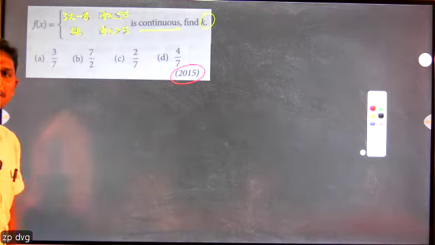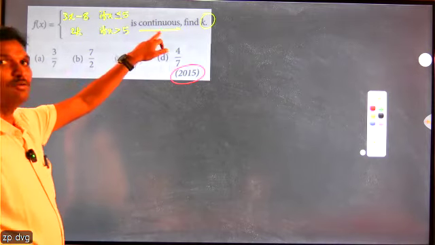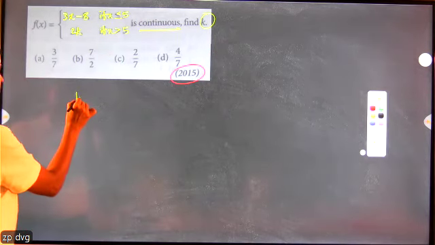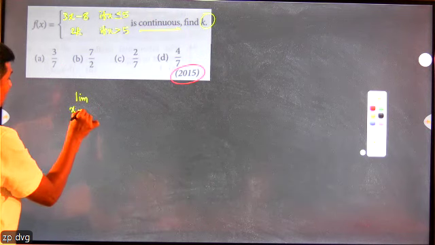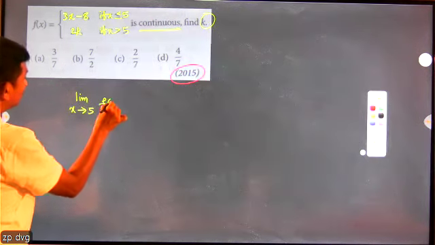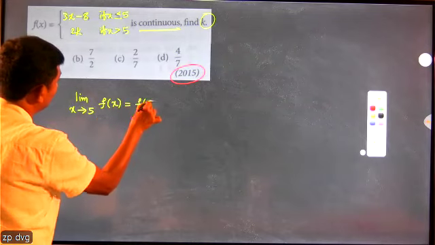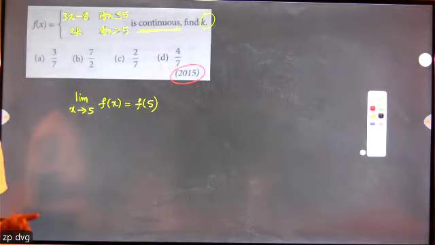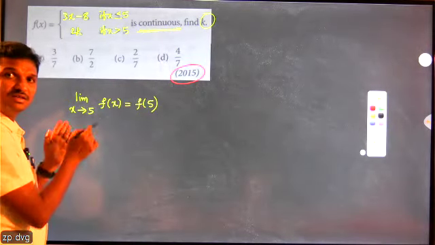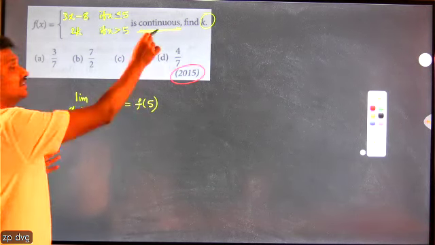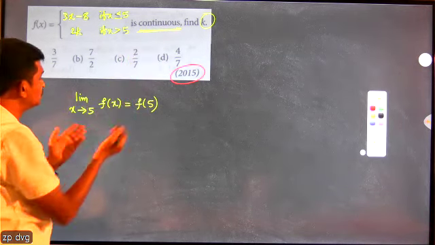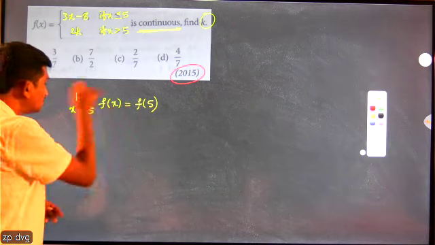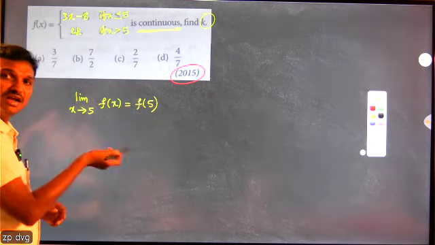As they are saying it is continuous, continuous means it is continuous everywhere in its domain. So it is continuous at 5. So I'll write: limit as x approaches 5 of f of x equals f of 5. This holds good because they say it is continuous. When they say continuous, left hand side and right hand side are both equal. This holds good means the left hand limit exists and the right hand limit also exists.